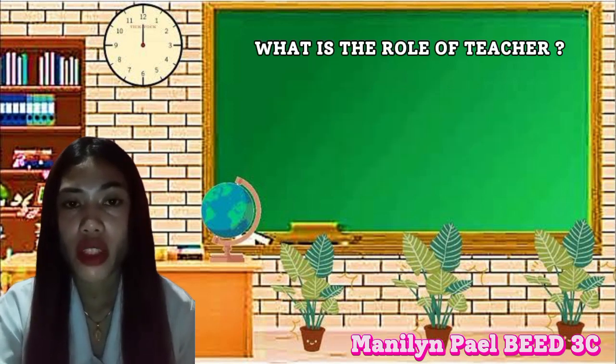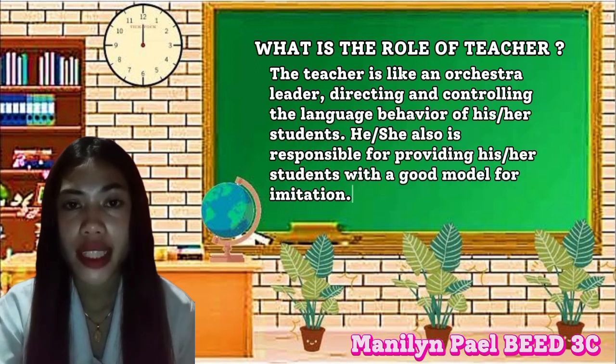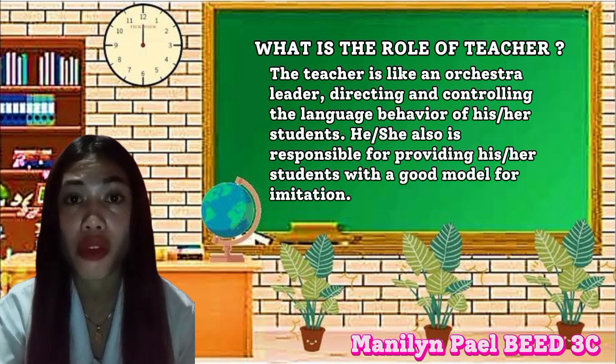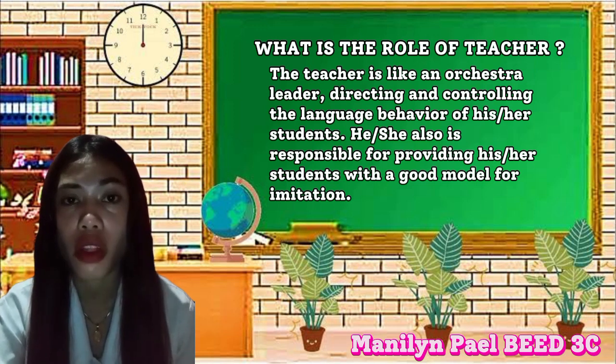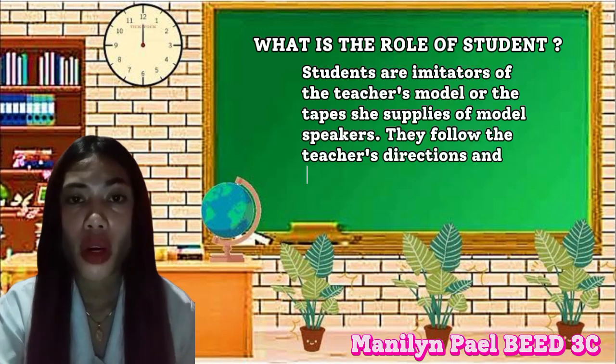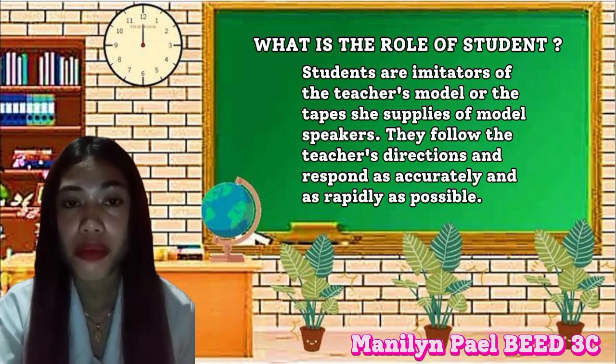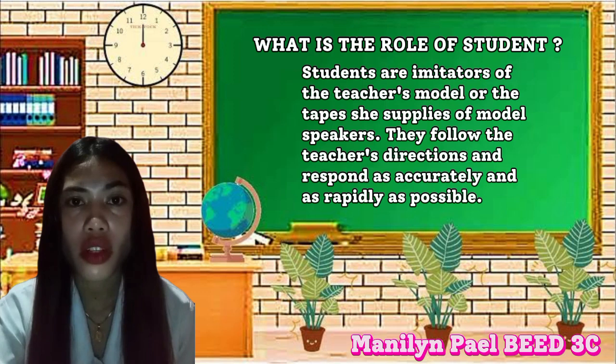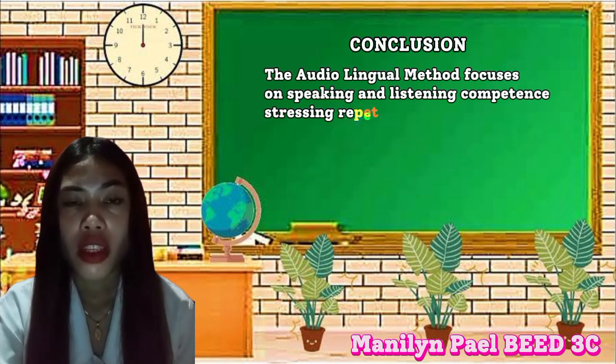What is the role of the teacher? The teacher is like an orchestra leader, directing and controlling the language behavior of his or her students. He or she is also responsible for providing his or her students with a good model for imitation. What is the role of the student? Students are imitators of the teacher's model. They follow the teacher's directions and respond as accurately and as rapidly as possible.